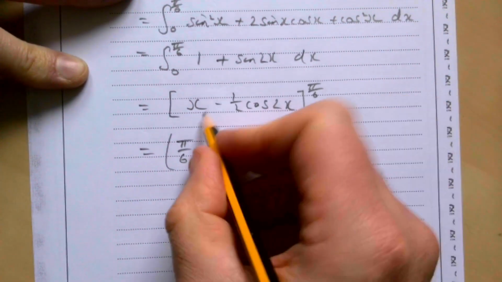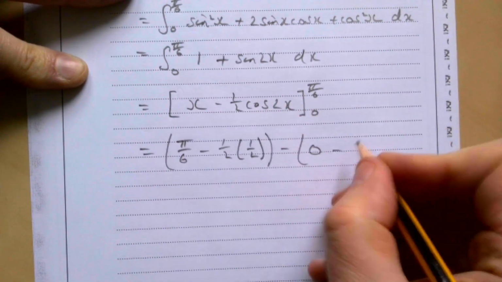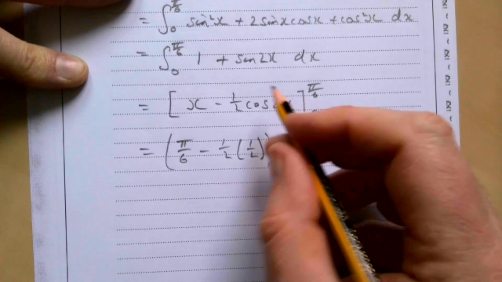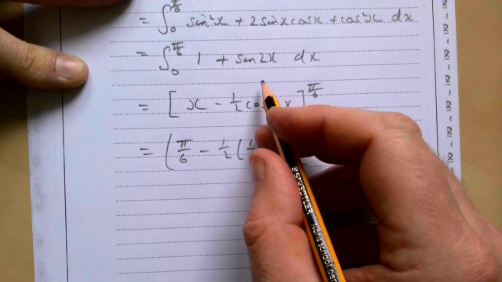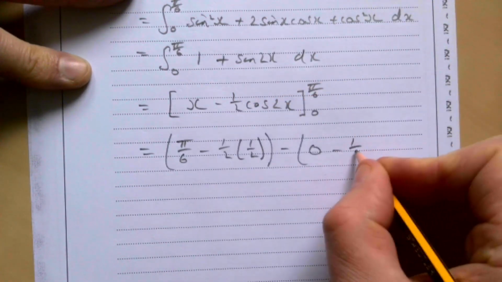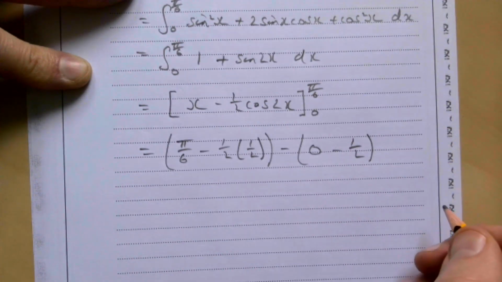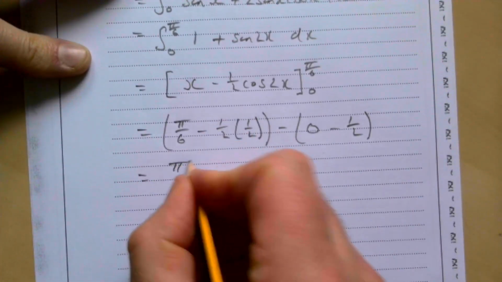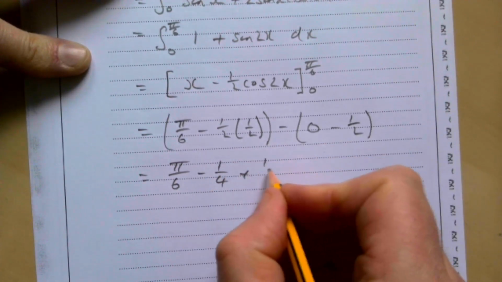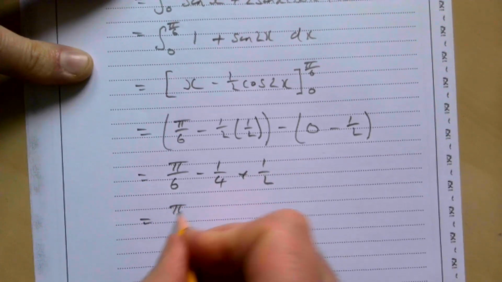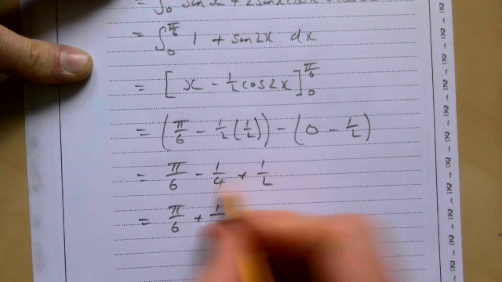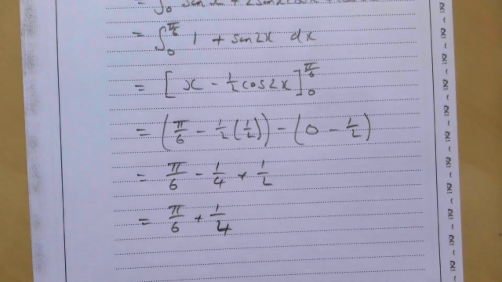Then take away the 0. And remember, cos of 0 isn't 0, cos of 0 is going to be 1, isn't it? And then half of that, so we're going to have minus a half. So that gives us pi over 6 minus a quarter plus a half, and that gives us pi over 6 plus a quarter, because minus a quarter then plus a half gives us that.